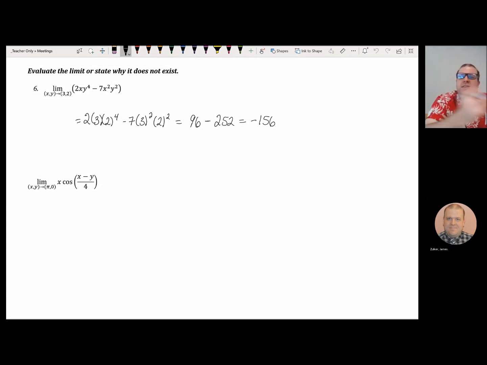So x is obviously continuous over the entire real plane. Cosine of (x minus y) over 4: well, that (x minus y) over 4 isn't going to change the domain of cosine at all. Cosine is also continuous over the entire real plane. That means that x times this cosine is continuous over the entire real plane, so we can just plug in the point, because it'll be continuous at (pi, 0).